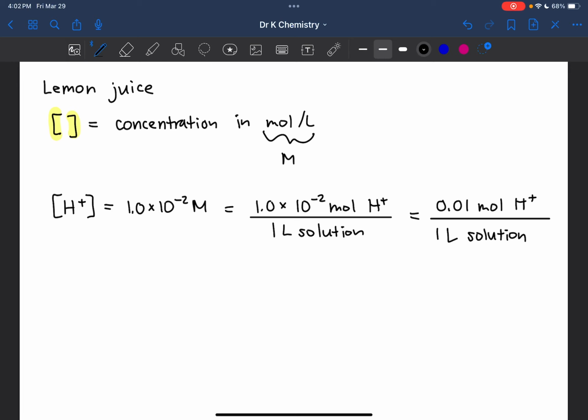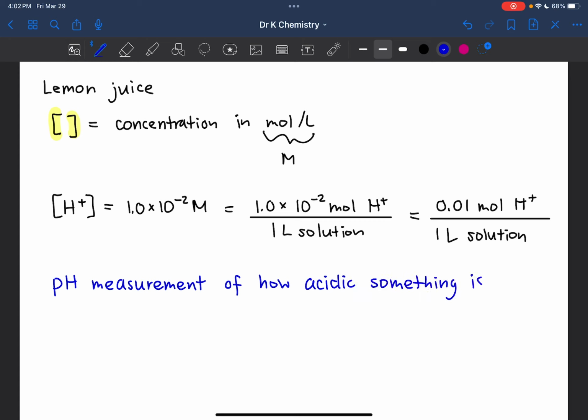So the way that we handle that is by using a different value that we call pH. So pH is really a measurement of how acidic or basic something is. And pH is going to turn this into a much more user-friendly format, where the numbers will be a lot smaller and easier to handle.